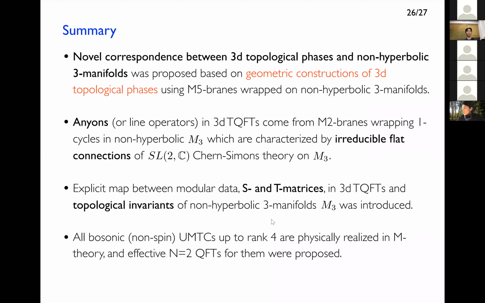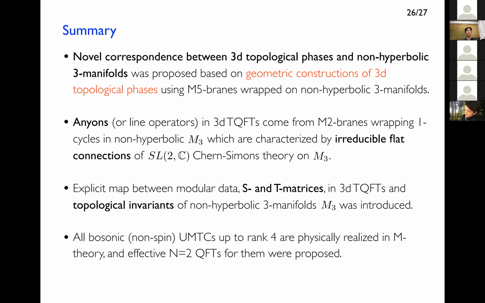Okay, let me summarize my talk. We proposed a new correspondence between 3D topological phases and non-hyperbolic 3-manifolds, based on a geometric construction of 3D topological phases using M5 branes wrapping non-hyperbolic 3-manifolds. In this correspondence, anyons in the 3D TFTs come from M2 branes wrapping 1-cycles in the internal 3-manifold, which are characterized by irreducible flat connections in the Chern-Simons theory on the 3-manifold M3.